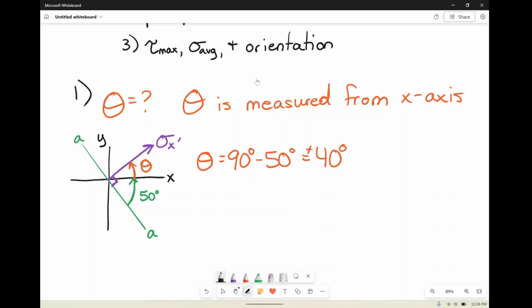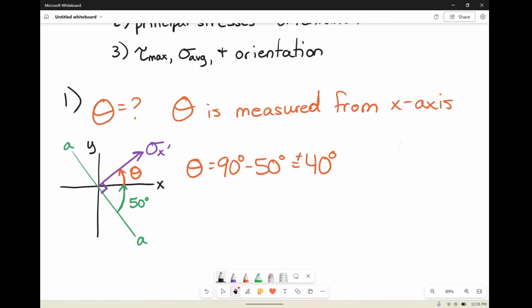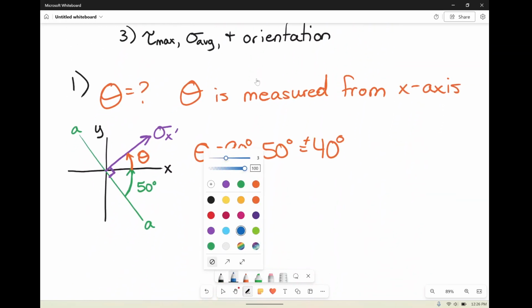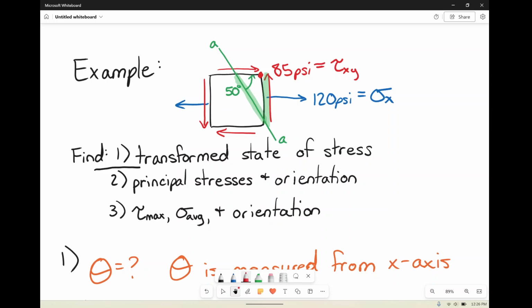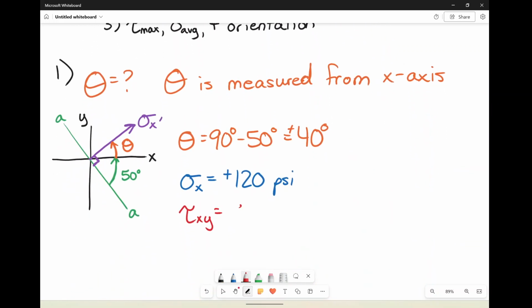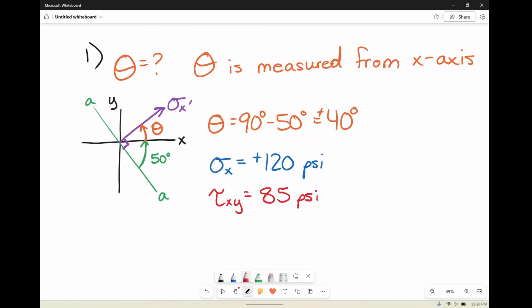Now this is really simple. All we're actually going to do is just plug and chug. So let's write them down over here where we can see them. We said sigma x is a positive 120 psi, and then we said that tau xy was also positive. It's positive 85 psi. So good news, everything is all in psi. So again, I can just plug and chug and my answer will be then in psi.